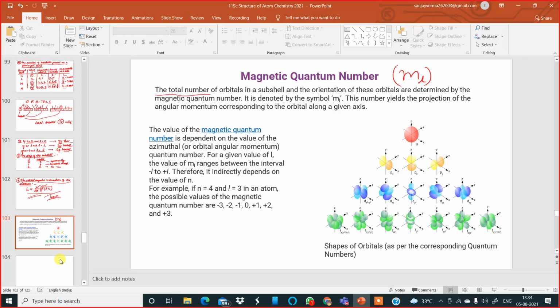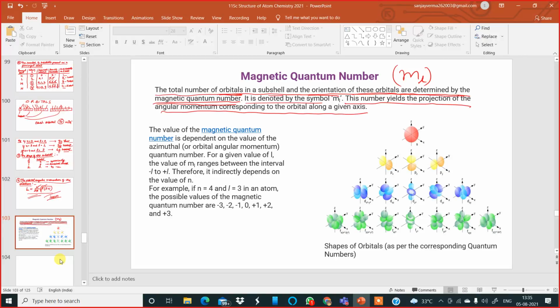Now, the total number of orbitals in a subshell and the orientation of these orbitals are determined by the magnetic quantum number. Just see: the total number of orbitals, how many orbitals are there in a subshell, and the orientation, which direction they are oriented, towards the left, right, up, top, bottom, of these orbitals are determined by whom? By the magnetic quantum number. It is denoted by ml. This number yields the projection of the angular momentum corresponding to the orbital along a given axis.